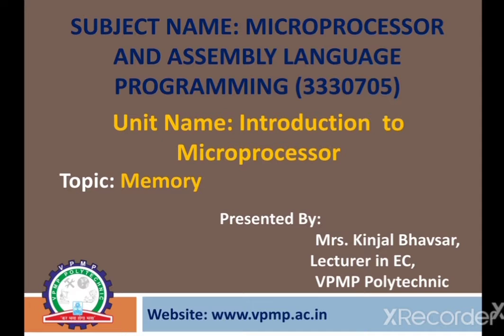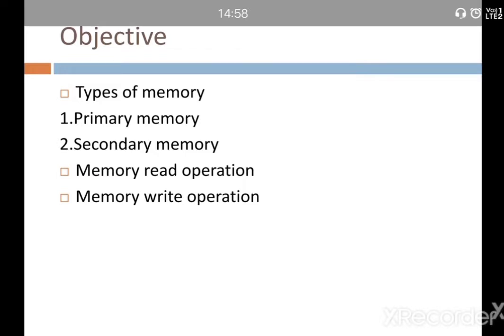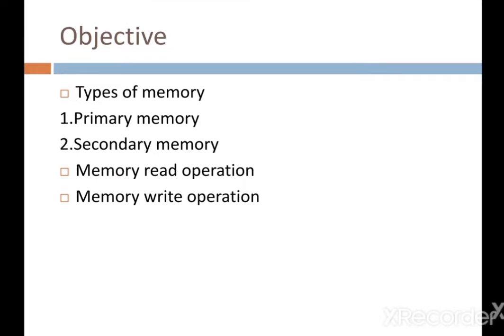Subject name: Microprocessor and Assembly Language Programming. Unit name: Introduction to Microprocessor. Then the topic is memory. These are the objectives. First, what is memory? Then types of memory: two types, primary and secondary memory. Next, memory read operation and memory write operation done by the microprocessor.